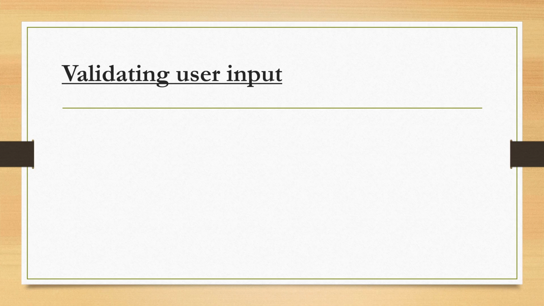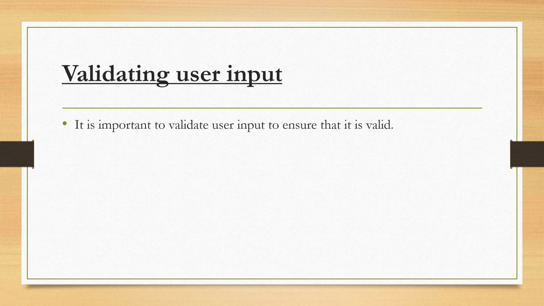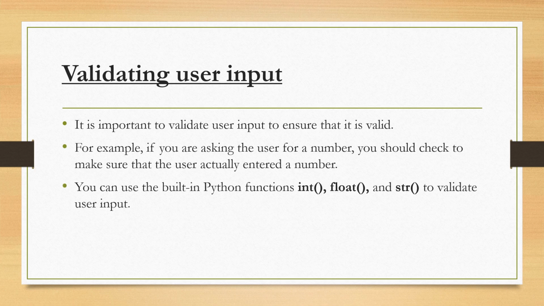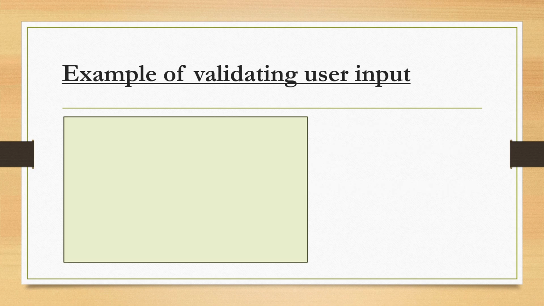Now validating user input. So how we can validate user input? It is important to validate user input to ensure that it is valid. So for example, if you are asking the user for a number, you should check to make sure that the user actually enters a number. So you have to check that, otherwise an error will be thrown. So you can use the inbuilt functions like int, float, or str for string to validate user input. So now we are going to see one example here.